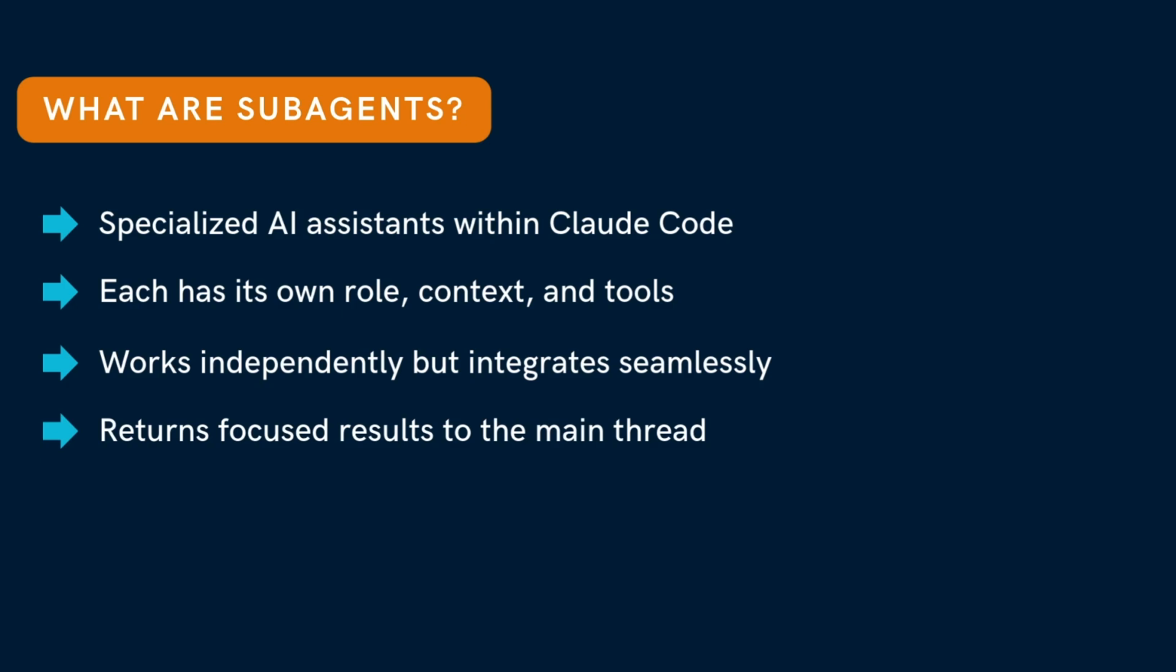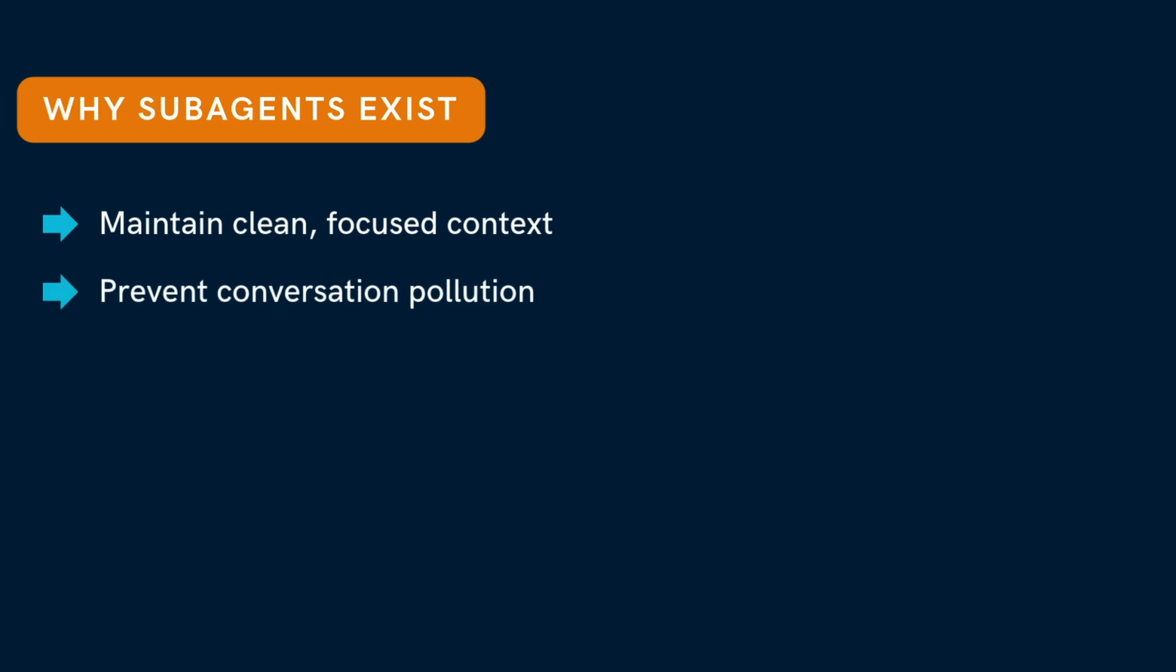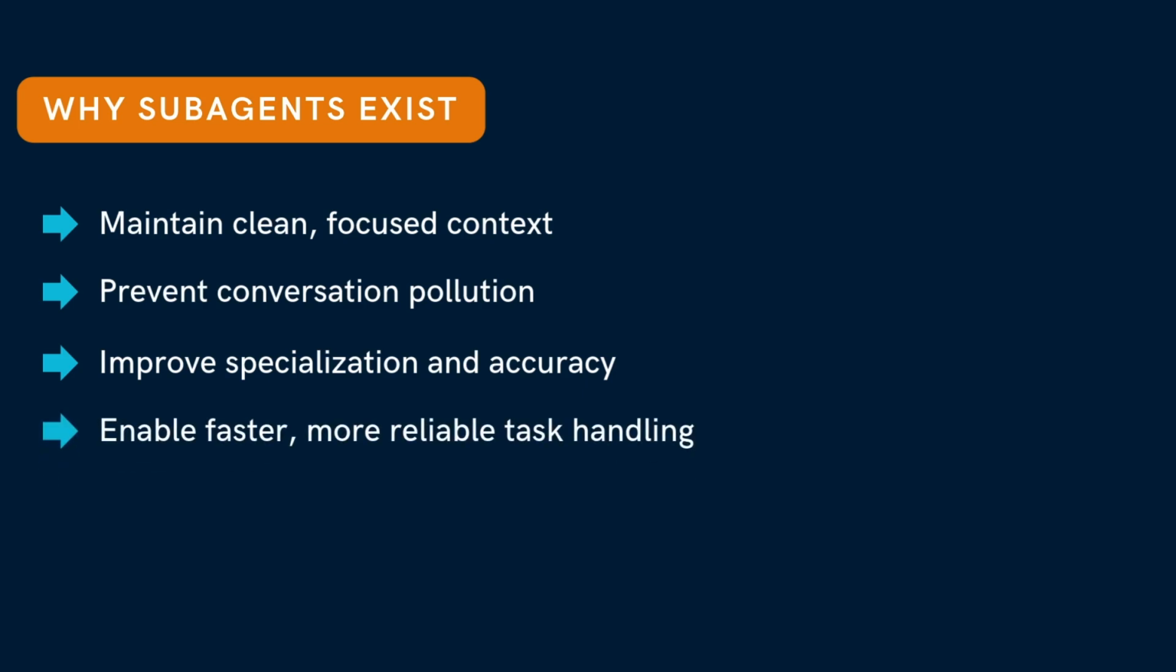So why do subagents exist? Subagents keep each topic and task separate from the rest. This prevents confusion and keeps your workspace clear. They stop unrelated details from mixing into your work. Every task stays focused on its own goal. Each subagent handles a single area, so it becomes skilled at that task. This focus leads to better accuracy and faster results. Multiple subagents can work at the same time. That means more tasks get done without slowing each other down.